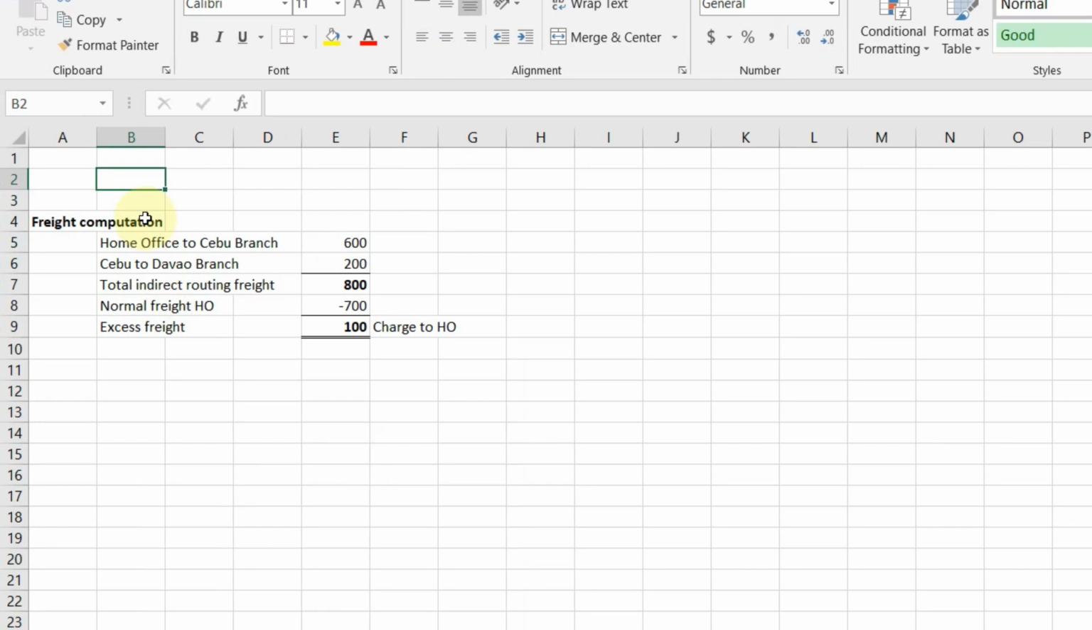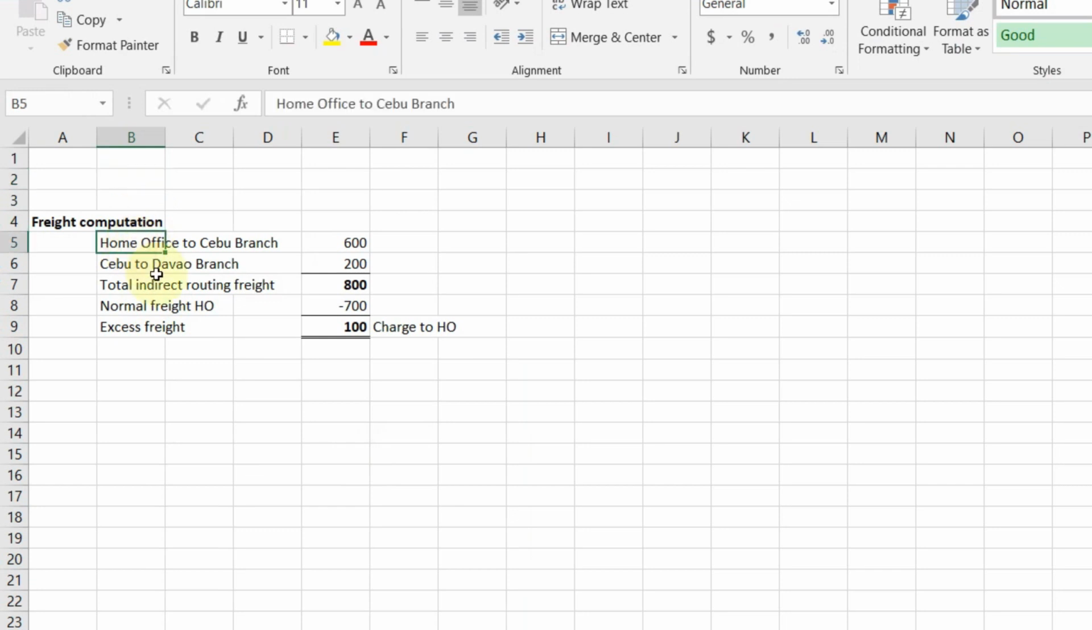Okay, problem 5 is just a narrative. It's just a narrative. So, kinakwento lang yung paano pinadala ni home office kay Davao branch yung merchandise. Okay, so ang tanong is sino dapat magre-record nung excess freight. Okay? Kasi given na ng problem yung excess freight na 100. Kunwari hindi nyo alam na ang freight ay 100.